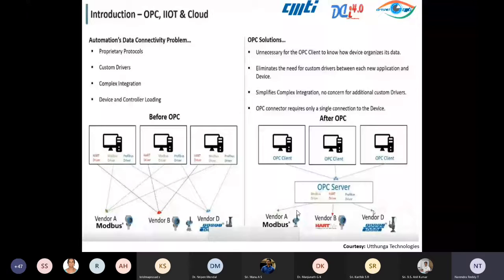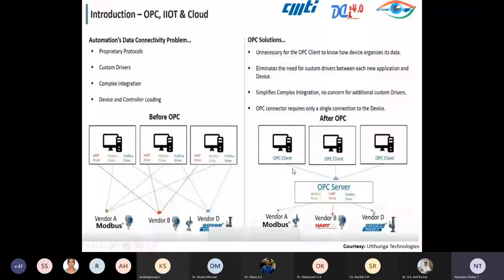Now, what is the architecture we can see? Vendor A is compliant to OPC, vendor B is also compliant to OPC, vendor D is also compliant to OPC. Now, using OPC, you can take your data to the OPC server. Likewise, you take only to your server. Now you can connect to lakhs of devices. Nothing is going to happen to this machine, and you can comfortably use it.